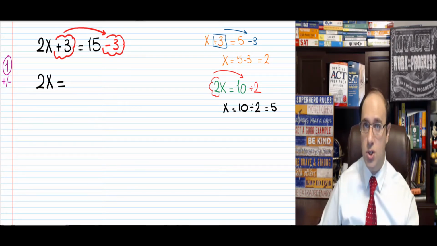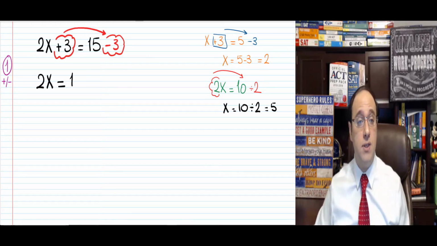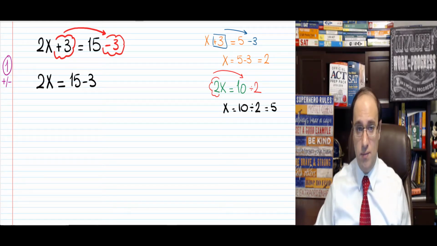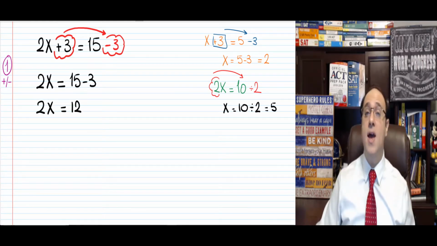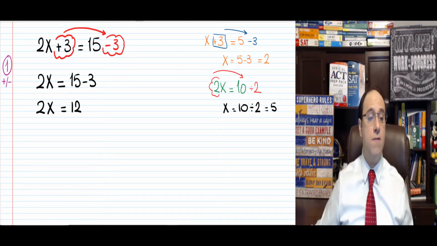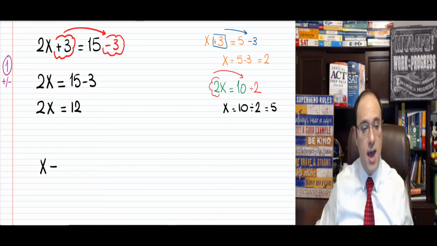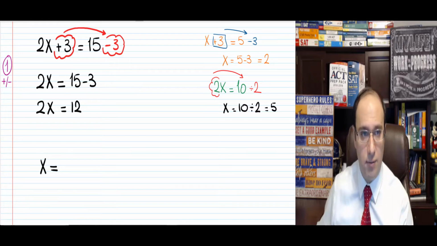Remember, I didn't touch the 2. So 2x is just as it is. Equals 15 minus 3. Now what do we do? We answer this. 2x equals 12. Are we done? Is the answer 12? No. Remember, your final answer has to be x equals what? I'm trying to solve this equation, trying to find the value of x itself.